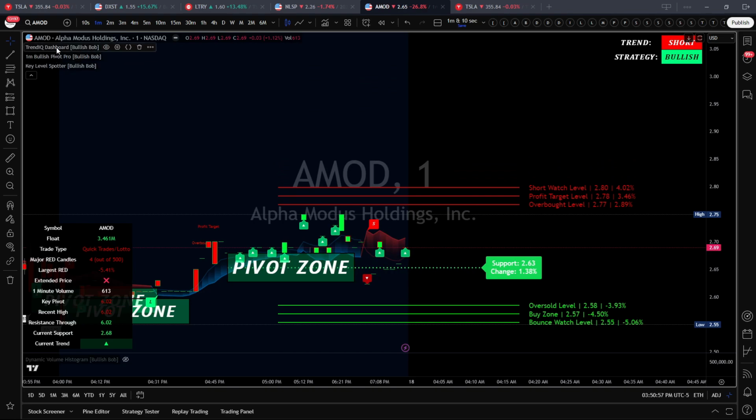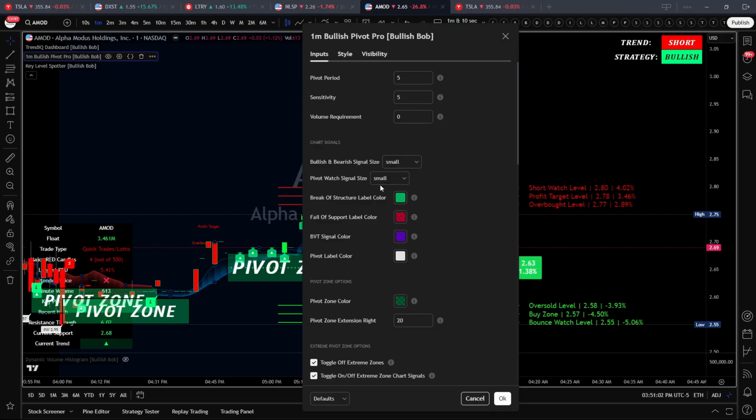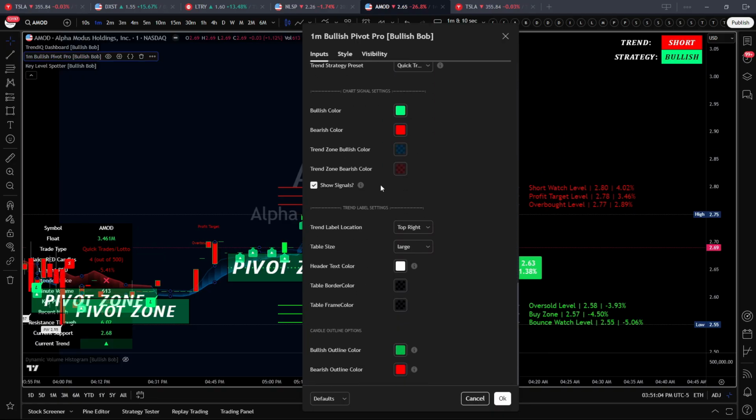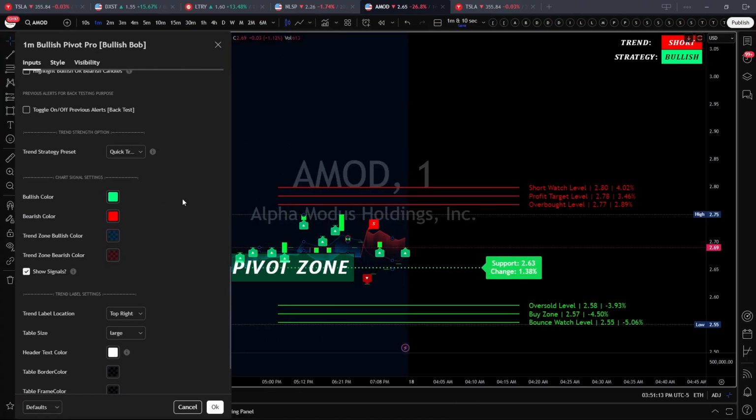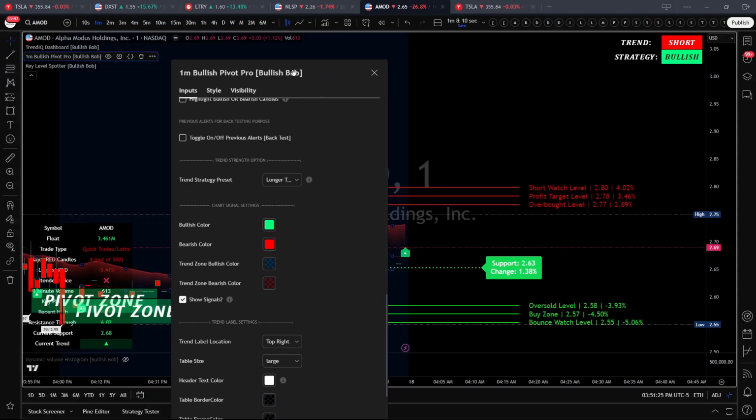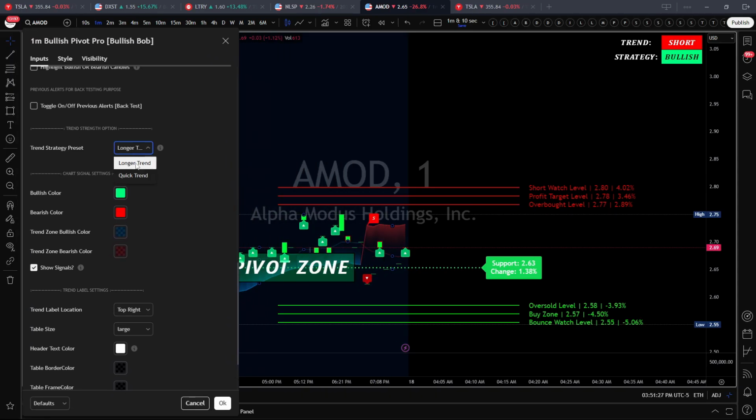Also, what you can do is if you go to the settings, if you double click on the indicator itself, you can go all the way down to the bottom area here. And you can change this from quick trend to long trend or longer trend. So it really depends on you, and that's going to be for this zone. So if you prefer that zone to be a longer trend where you want to stay in your trades a little bit longer, and instead of having those quicker trades, you can do that just by changing that to longer trend. And it should be adjusting. Maybe it already did. Let me do the quick trend again. Yeah, you can see it adjusting there.